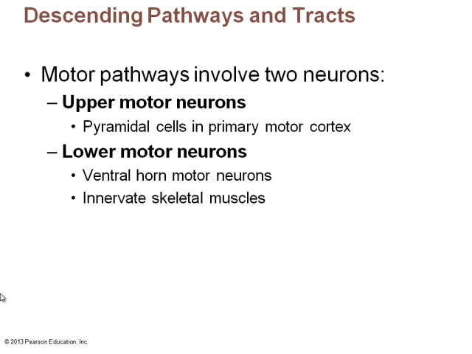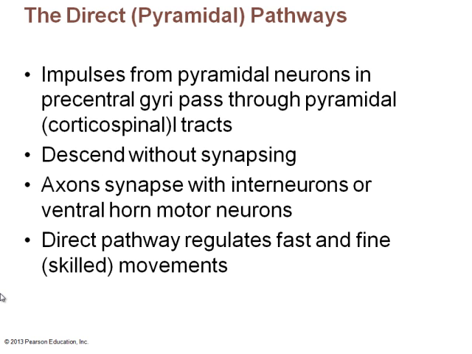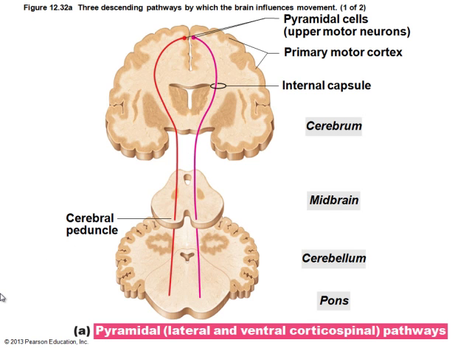It's going to fire them off so they move. Direct pathway, impulses from pyramidal neurons in the precentral gyri pass through pyramidal or corticospinal tracts. Again, I'm not going to make you memorize this, but this is a descending tract. This is motor. We see information being processed in the pyramidal cells in the cerebral cortex, in the region of the primary motor cortex, and then we send that information out and down the spinal cord.